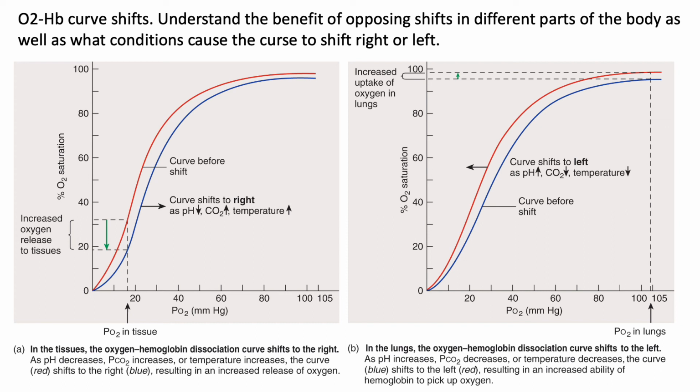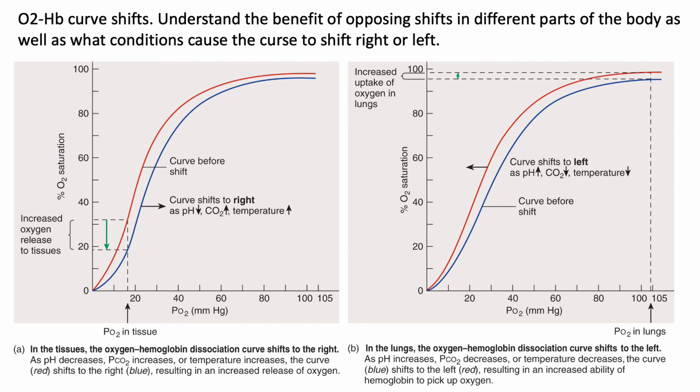If you look at the curve on the right, curve B, in the lungs, the oxygen hemoglobin dissociation curve shifts to the left. So we're going from the blue to the red. In the lungs, what that actually causes is us to pick up a small amount more of oxygen. Because of that shift in the curve, and again, this shift left is due to increasing pH, decreasing levels of CO2, and decreasing temperature, which again are conditions that you find more in the lungs.